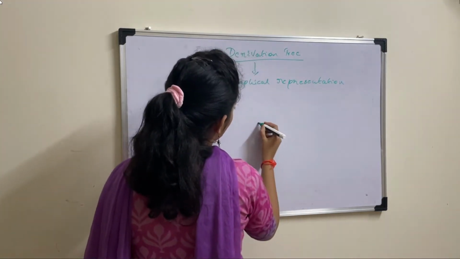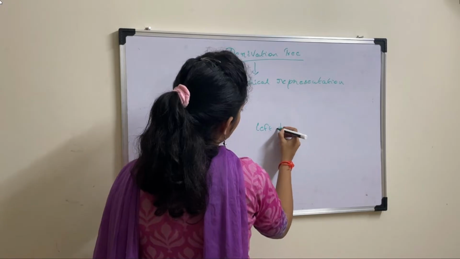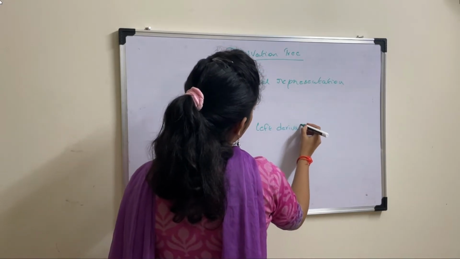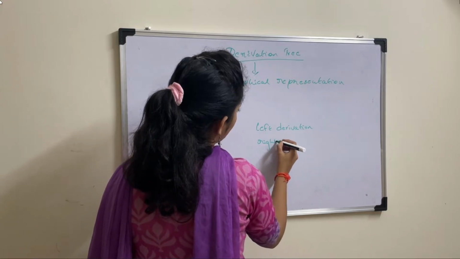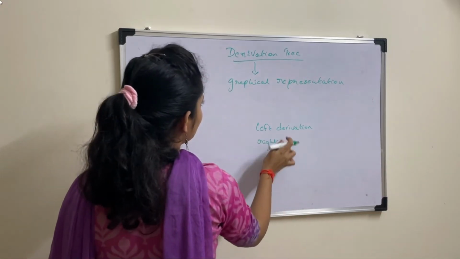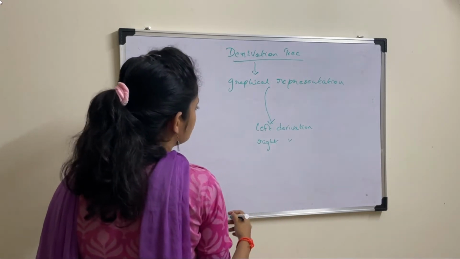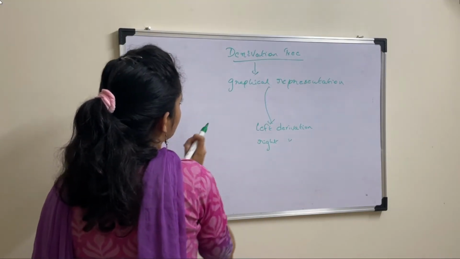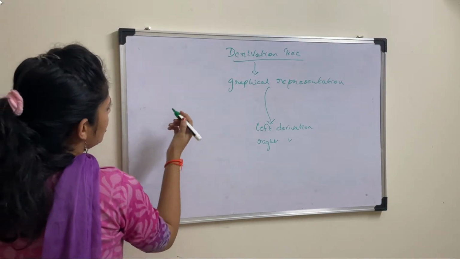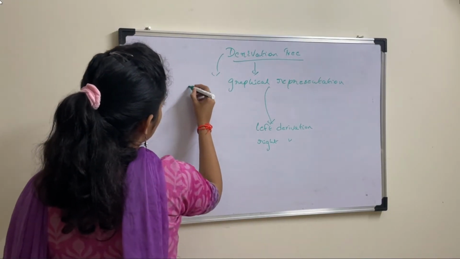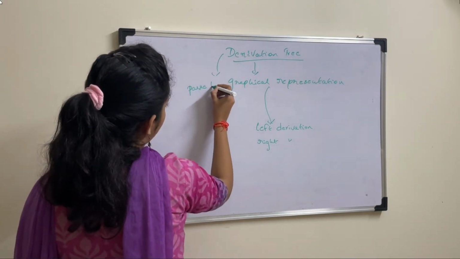So we already saw what is meant by left derivation or how to do that, and what is the other one, that is right derivation. So if you represent them in graphical form, then that representation is nothing but the derivation tree. So here this derivation tree is also called as parse tree.